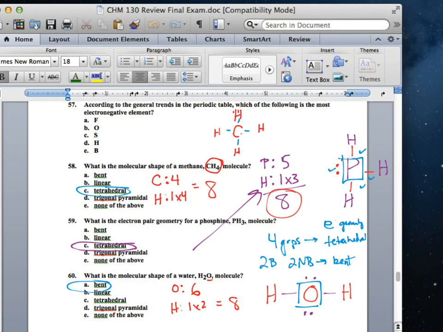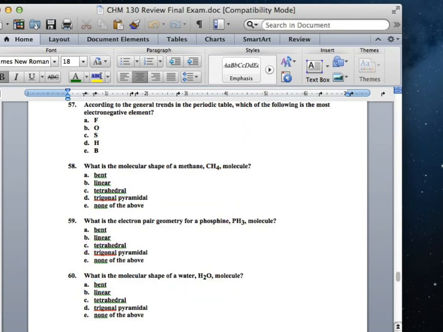57 is... Okay, so I'm going to clear all that out of the way because it's a mess. According to the general trends in the periodic table, which of the following is the most electronegative element? Fluorine. I would argue that this has nothing to do with general trends. Why? Because it's the most electronegative. Fluorine's the most electronegative, period. Our trend says the upper right is the most electronegative. What is the upper right? Helium. So it's not according to the trends, it's according to what is the most electronegative. Questions?